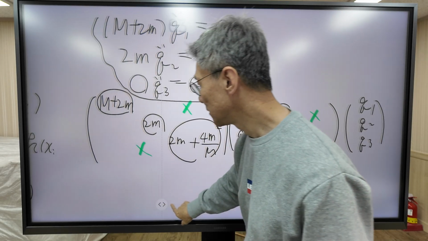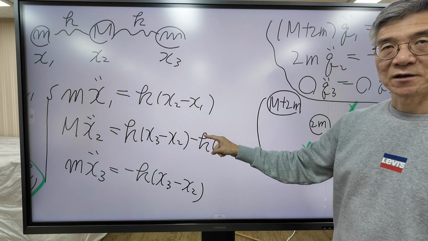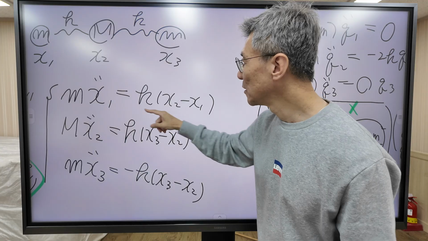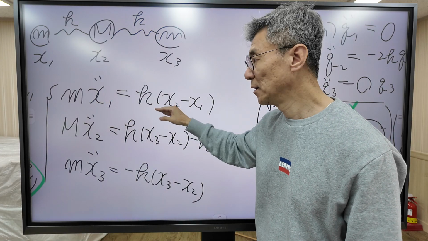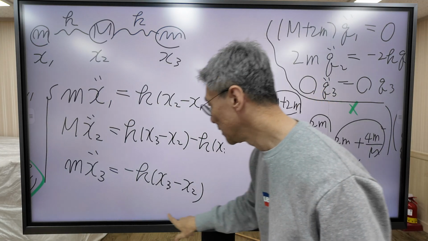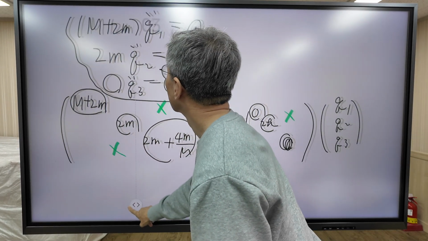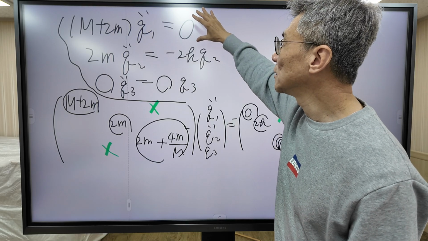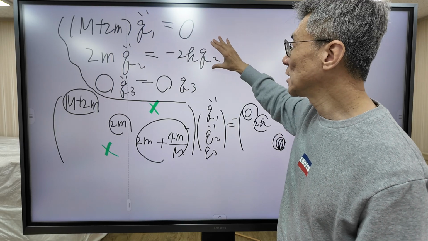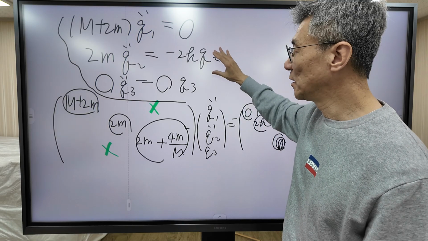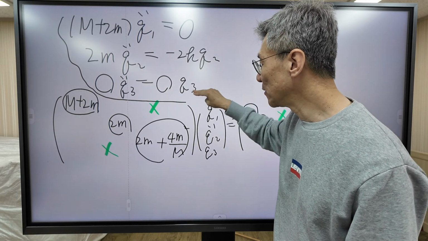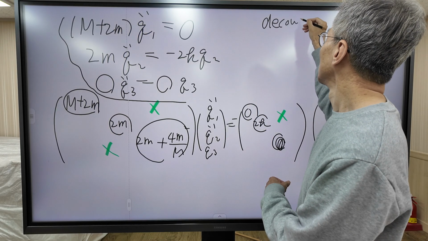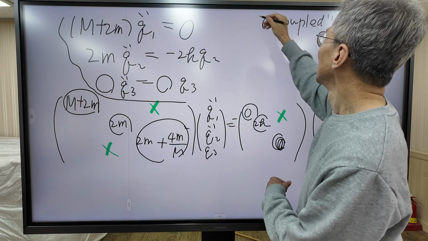You may recall this is our original equation. The original equation is coupled. In the first equation, x1 and x2 are involved in terms of x1, x3. But this new equation is expressed in terms of q1, q2, q3. In the first equation, only the q1 variable is involved. In the second equation, only the q2 variable is involved. In the third equation, only the q3 variable is involved. So this equation is now decoupled. So we can solve this equation.